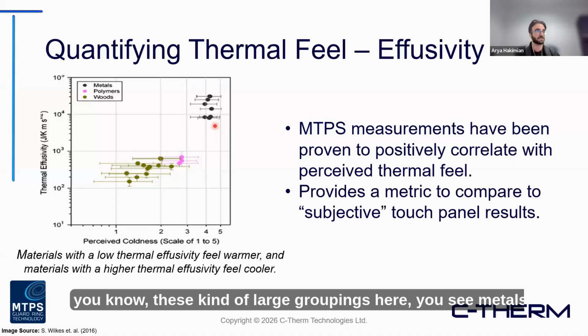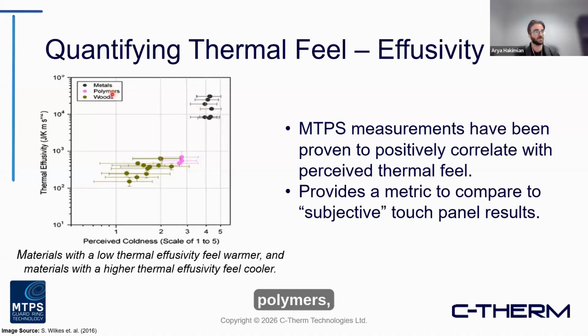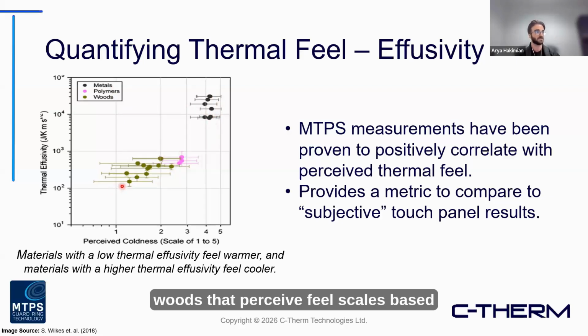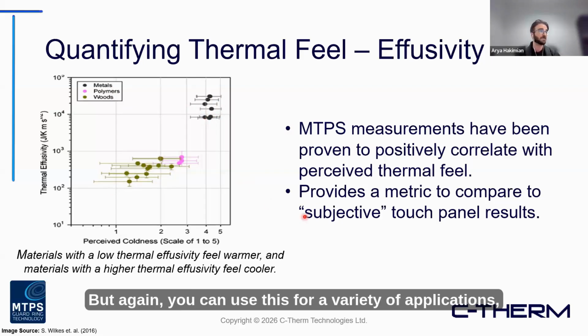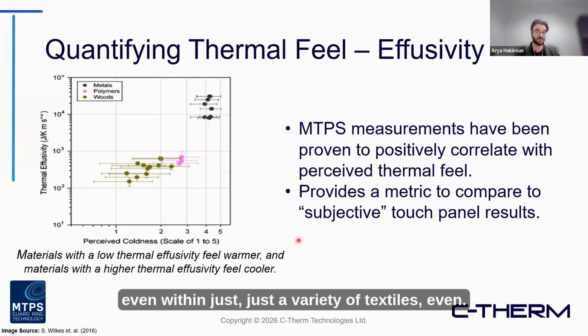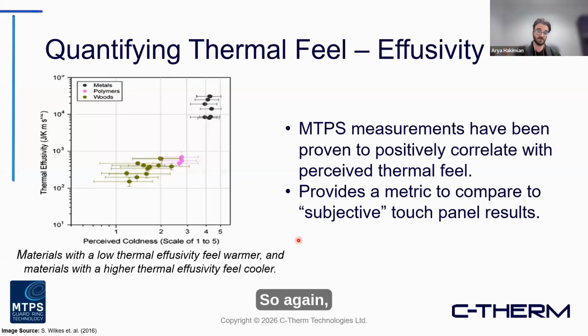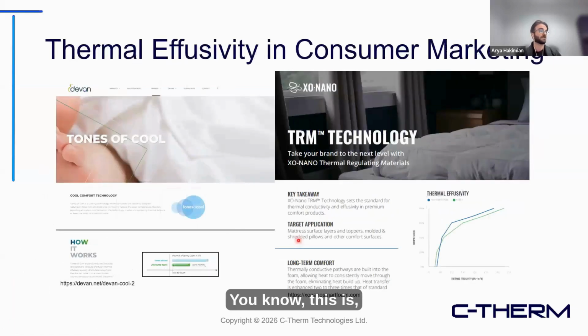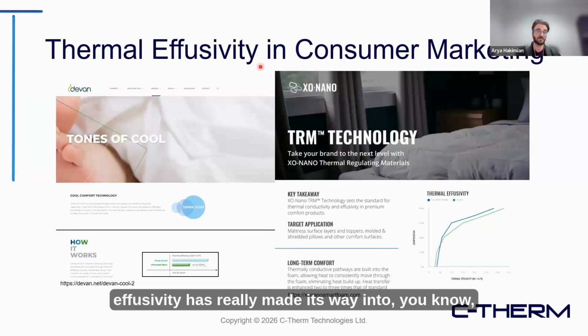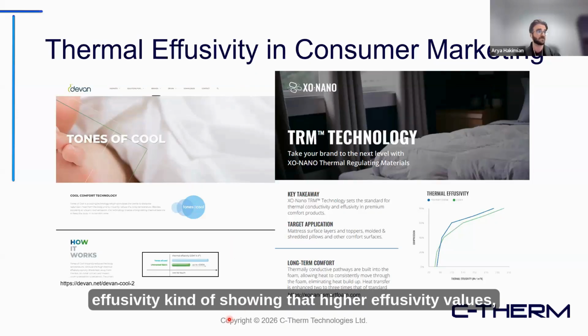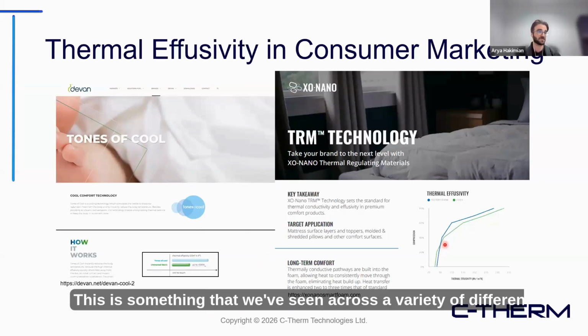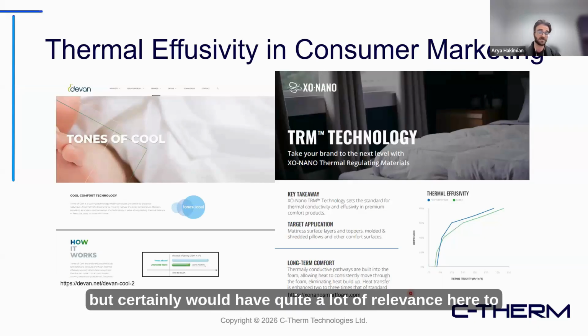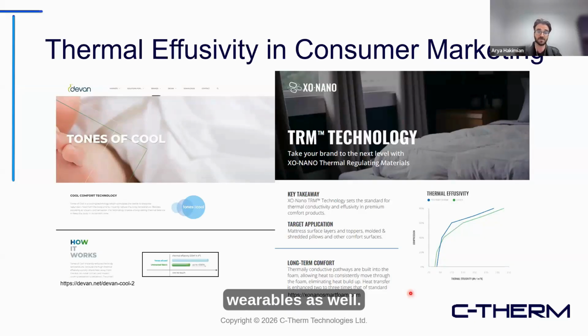And again, in these large groupings here, you can see metals, polymers, woods, that perceived feel scales based on the increases in effusivity. But you can use this for a variety of applications, even within a variety of textiles, ones that are warmer feeling versus cooler feeling to the touch. Effusivity has really made its way into material selection, also in consumer marketing, different areas, different industries, effusivity showing that higher effusivity values keep you cool. This is something that we've seen across a variety of different applications, but certainly would have quite a lot of relevance here to wearables as well.